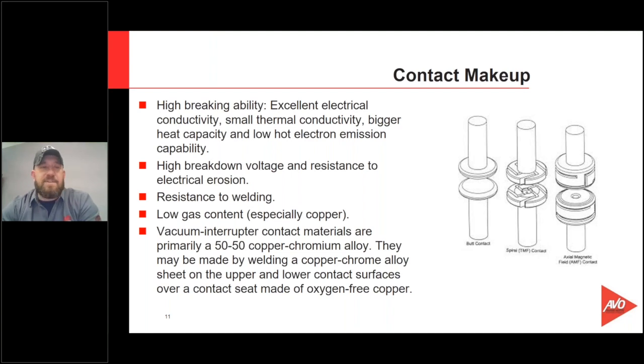So, resistance to welding, low gas content, especially copper. Vacuum interrupter contact materials are primarily a 50/50 copper chromium alloy. They may be made by welding a copper chrome alloy sheet on the upper and lower contact surfaces over a contact seat made of oxygen-free copper.